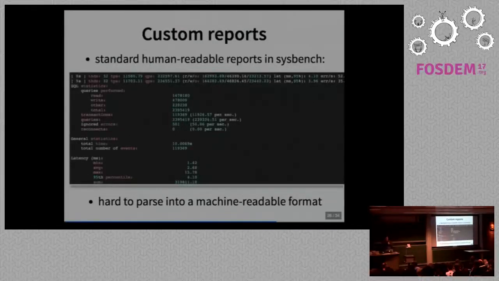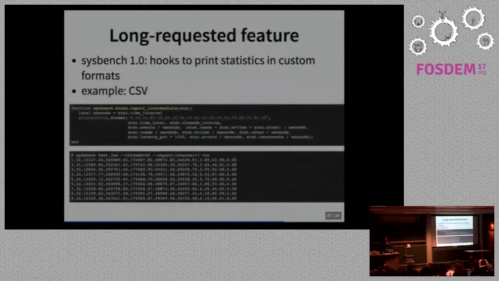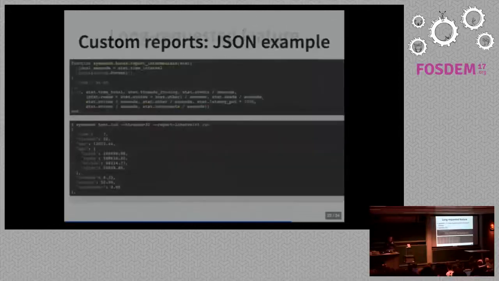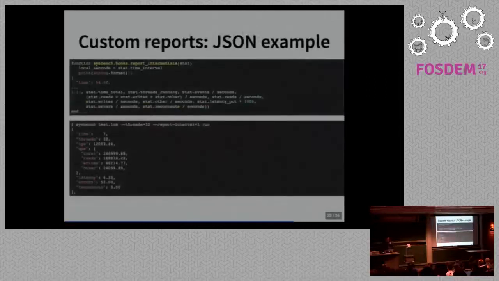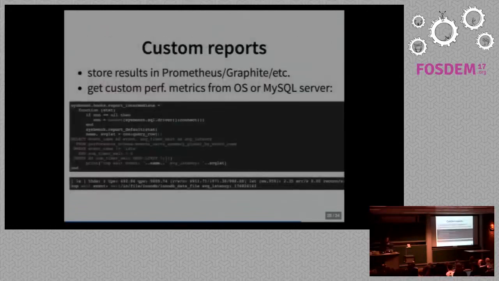Another long requested feature is that you can define your own report hooks, which are invoked by sysbench whenever it wants to print some statistics. This is required to print statistics in some machine-readable format instead of the default human-readable one. Here's an example showing CSV reports. Basically, this hook receives a structure containing all statistics accumulated and aggregated by sysbench, which it uses itself internally to print statistics. So you can replace the default human-readable format with CSV or JSON, like in this example, using that data structure.